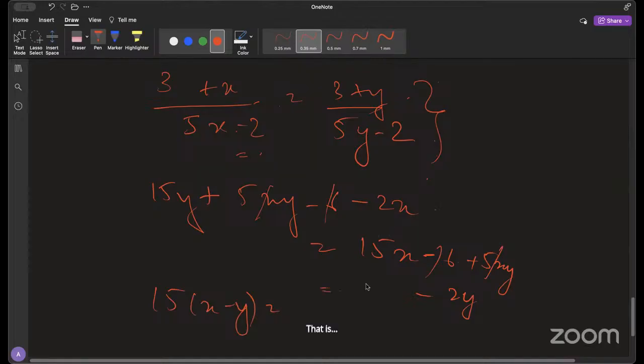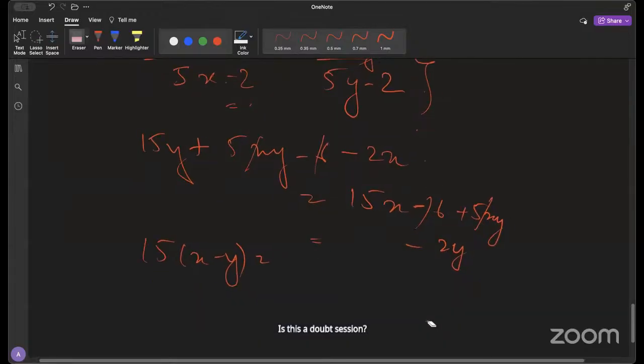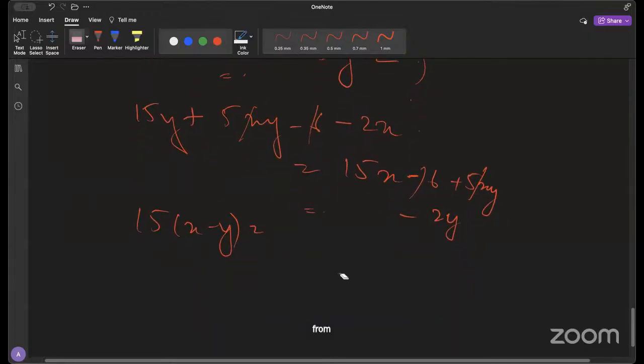You can obviously see that this equation is not going to be consistent. Is this question created by you or are you taking a doubt? This is a revision session. We are doing revision for week 5 and 6, and we're doing questions on those weeks.